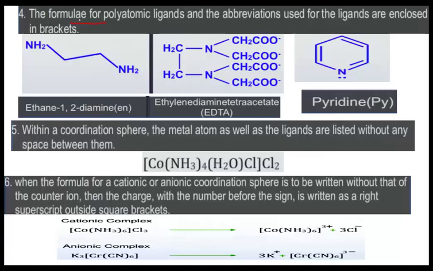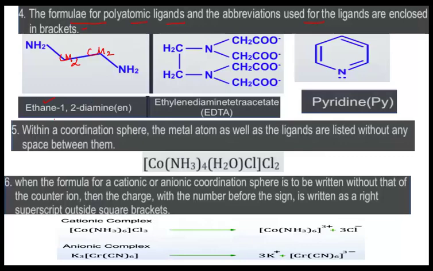Next rule, the fourth rule, is that the formulae for polyatomic ligands, and the abbreviations used for ligands, are enclosed in brackets or parentheses. For example, if there are polydentate ligands, instead of writing their complete name, we can use certain abbreviations for them, and those abbreviations are to be written within parentheses. For example, what is this? Here it will be CH2, and at this point again CH2. So it is CH2NH2, CH2NH2. What will be the name? It is ethane 1, 2 diamine.